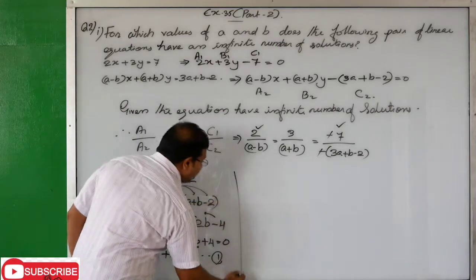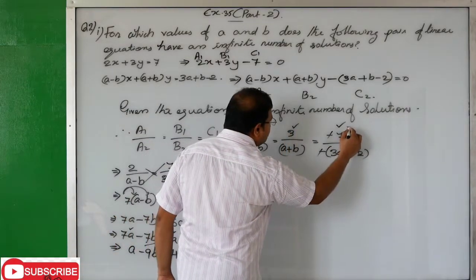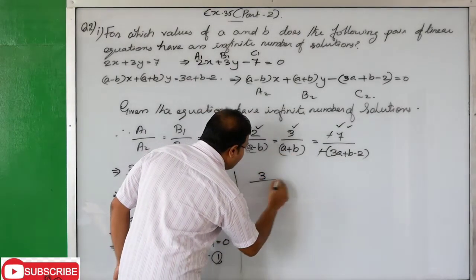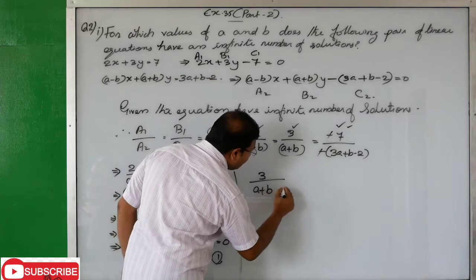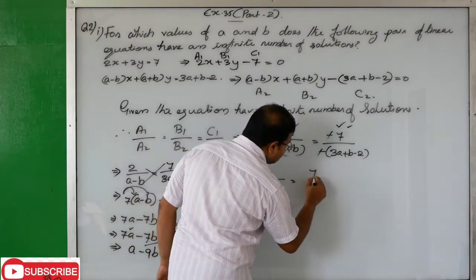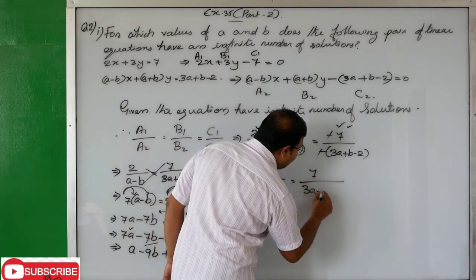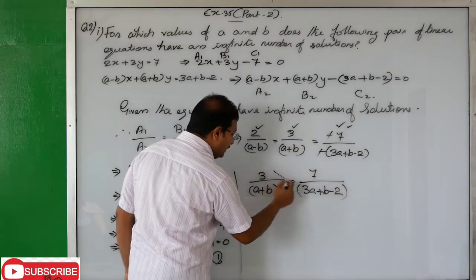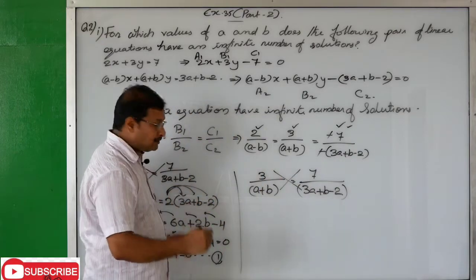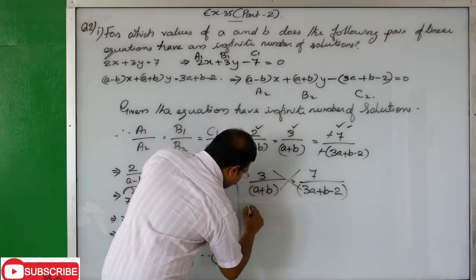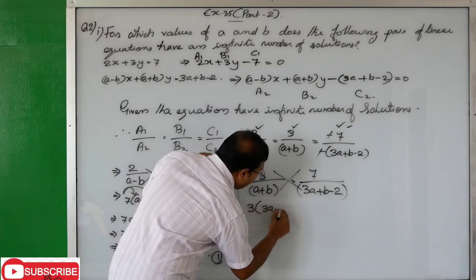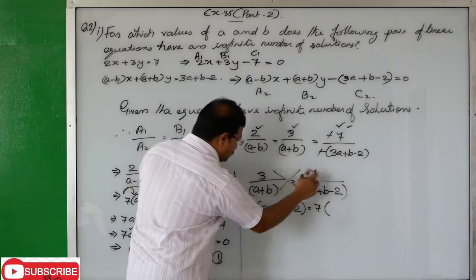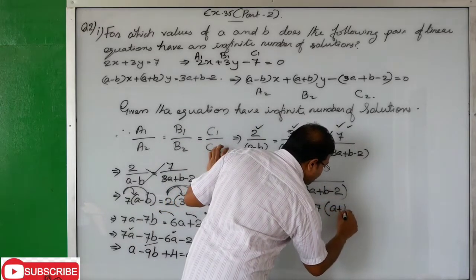Okay, now let us see the second and third terms from here. What is the second one? 3 by (a plus b) equals 7 by (3a plus b minus 2). Now we'll cross multiply. Ready? That means these two will multiply first. 3 into (3a plus b minus 2) equals 7 into this, what is that? (a plus b).